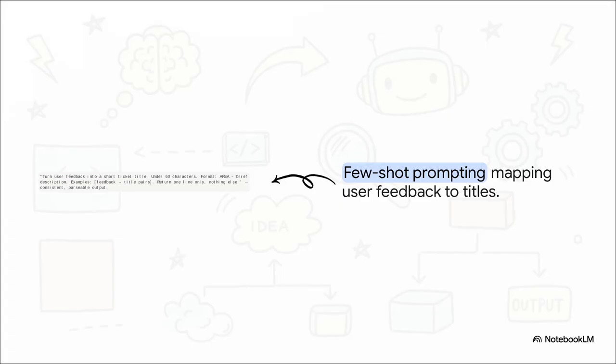Take this example of mapping messy user feedback into short, clean ticket titles. Instead of hoping the AI understands the format, we literally show it. We say, here is a piece of feedback, and here is exactly how the title should look. By giving it these specific examples, the model instantly infers the rule. It locks onto the pattern and returns perfectly formatted, parsable text every single time.